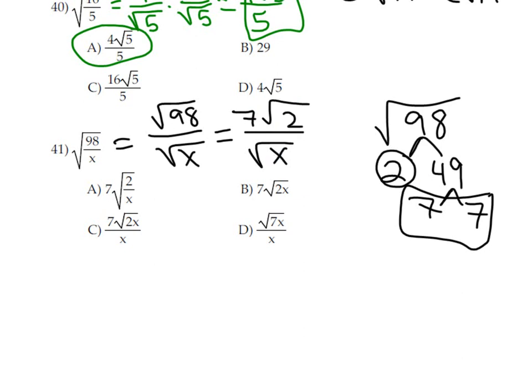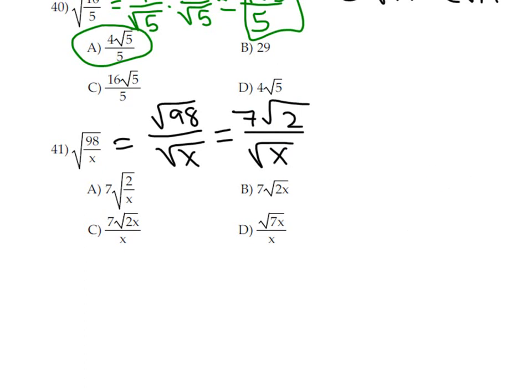Now we still have the issue where we don't like that square root x in the bottom. So we want to undo it. We want to get rid of it. So we'll multiply both top and bottom by square root x. Alright, let's do the bottom first. Square root x times square root x is just x.